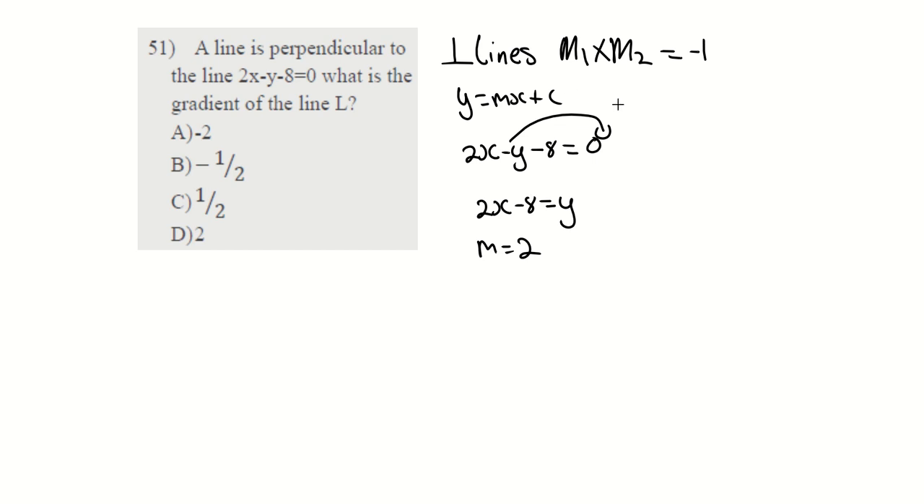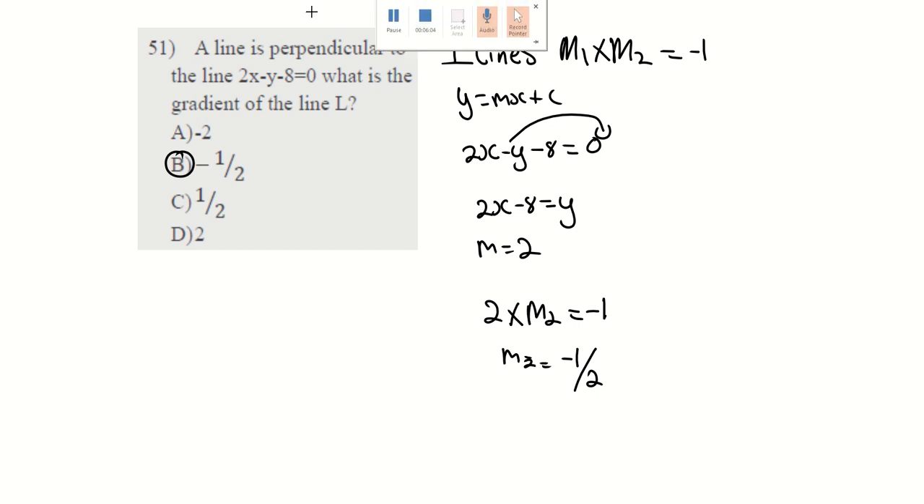Now I want the line that is perpendicular. So I will say 2 multiplied by m2 is equal to -1. So m2 would be -1 divided by 2. So the answer is B, and that is how you would do this question.